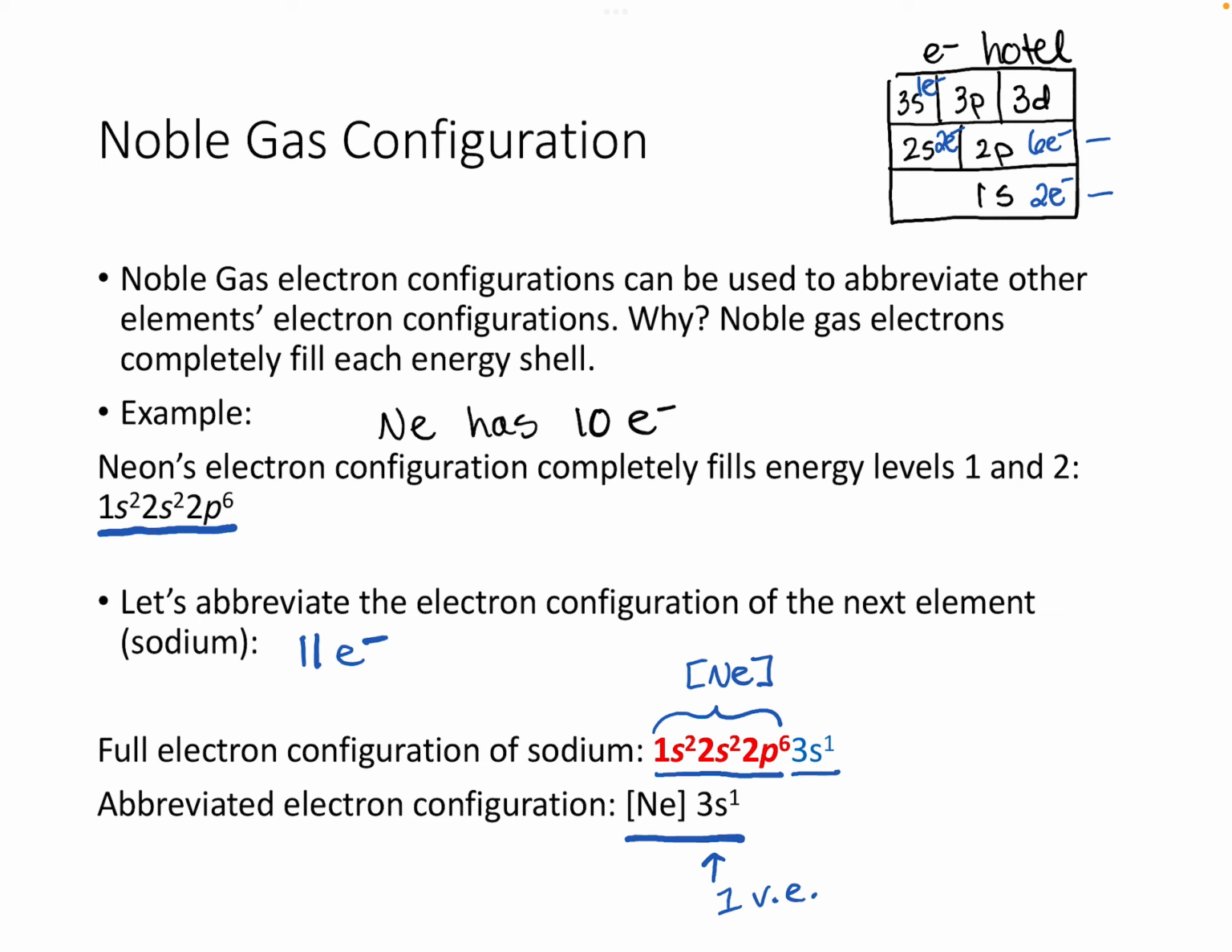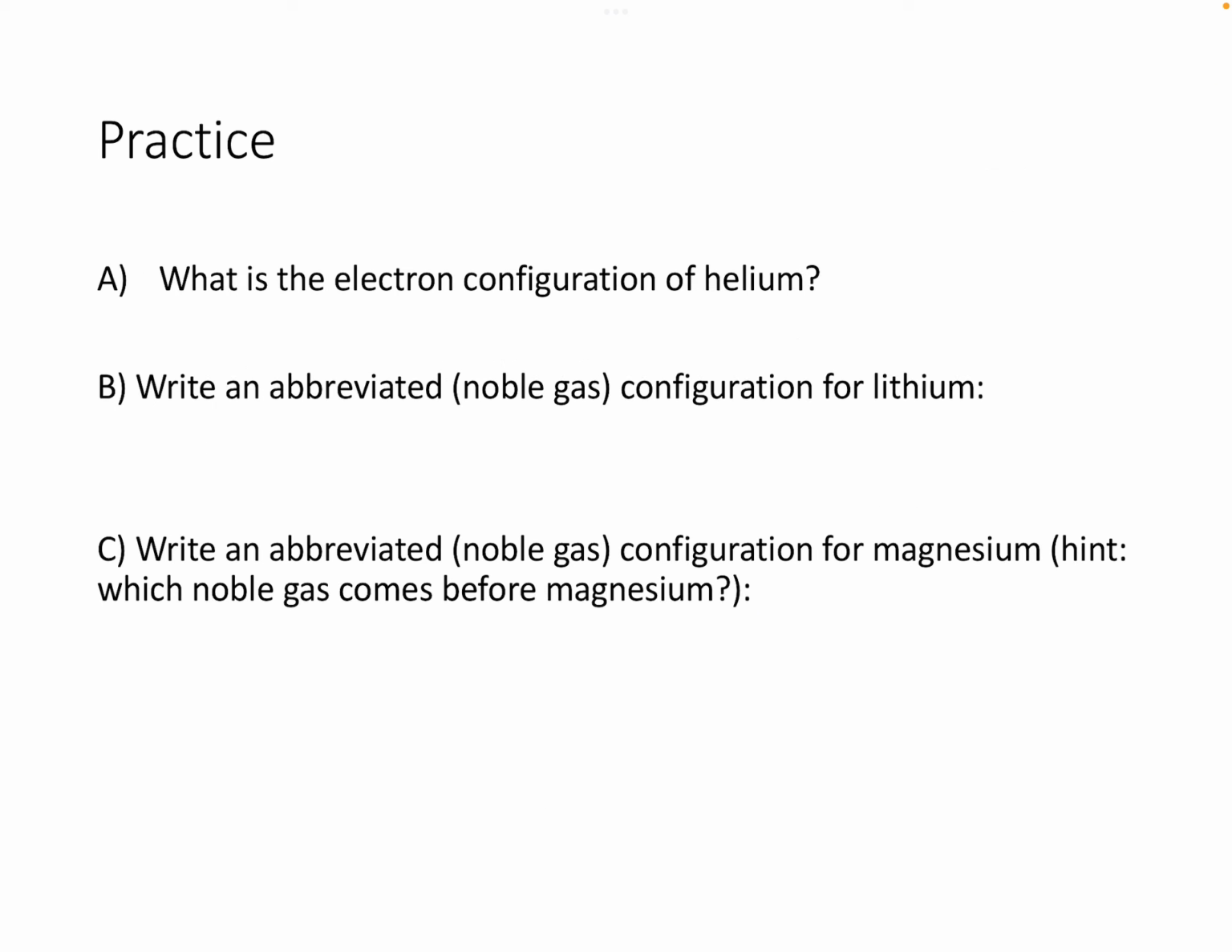So let's practice this a little bit more. So try to figure out what is the electron configuration of helium, which is a noble gas. And try to write the abbreviated or noble gas configuration for lithium, which comes right after helium. So I'll let you work on that. Pause the video, and when you're done, we'll go over it together.